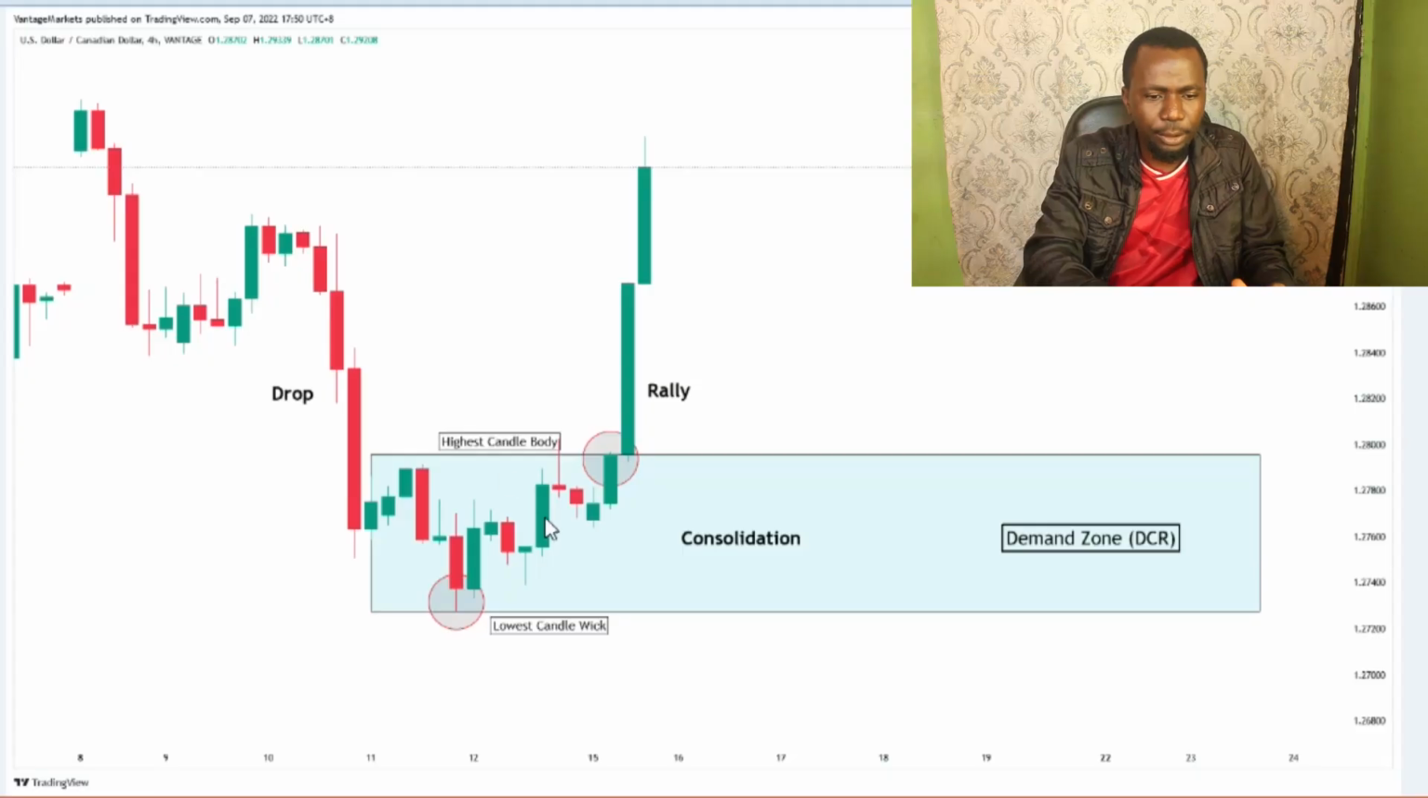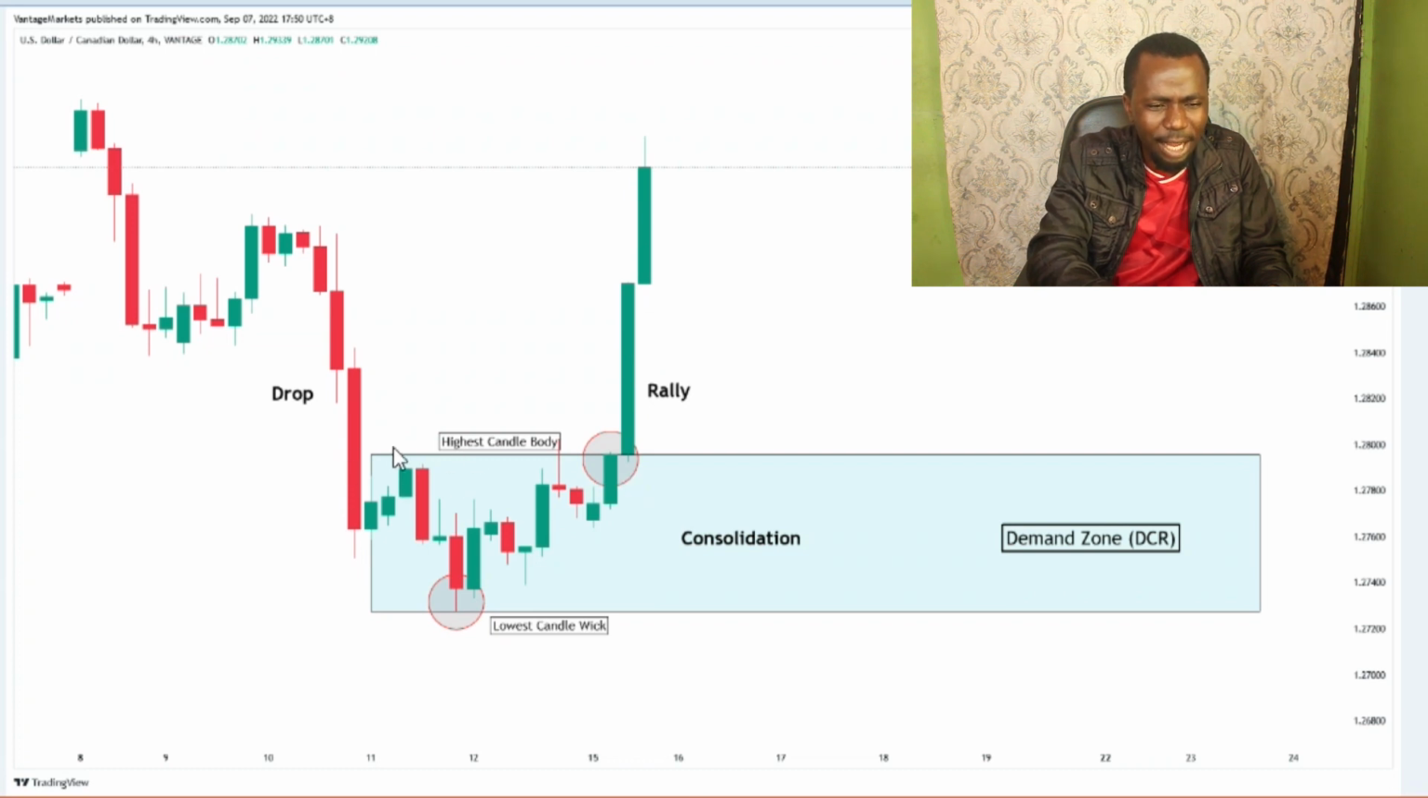So let me give you an example of what I am talking about and how the demand and supply level works. Now you can see that the market dropped to the demand zone. So this is the demand zone. You can see the range. Now this is the movement that I'm talking about. You can see this long green candlestick, and look at the second one. These are the movements that I'm talking about.